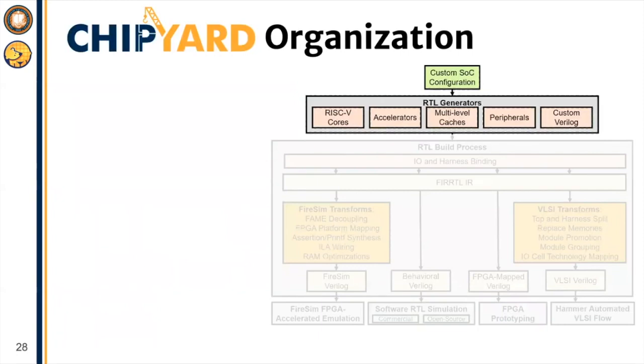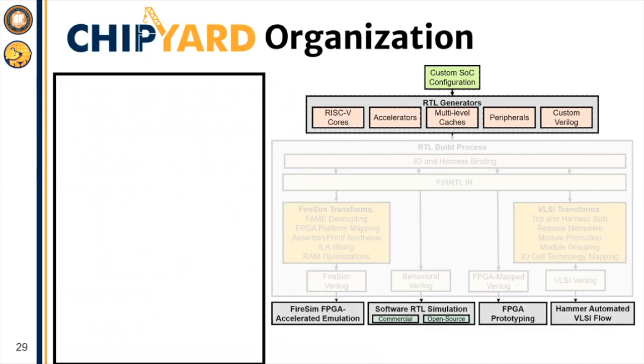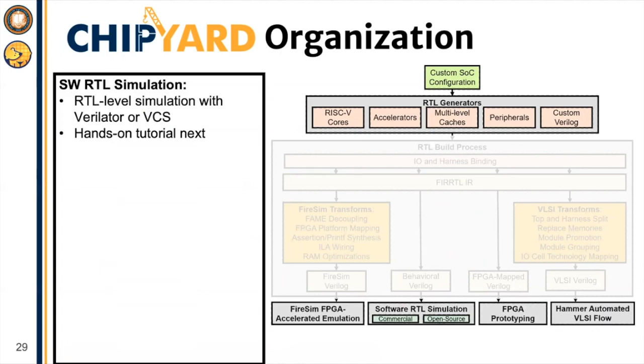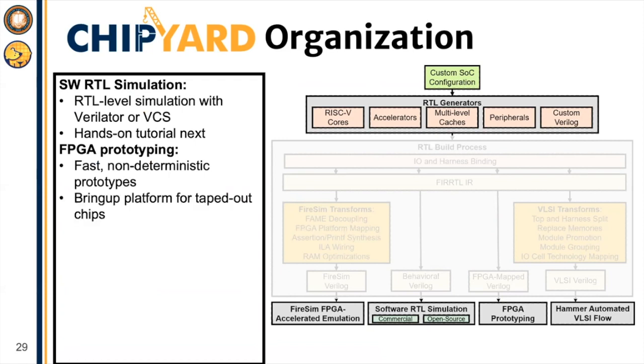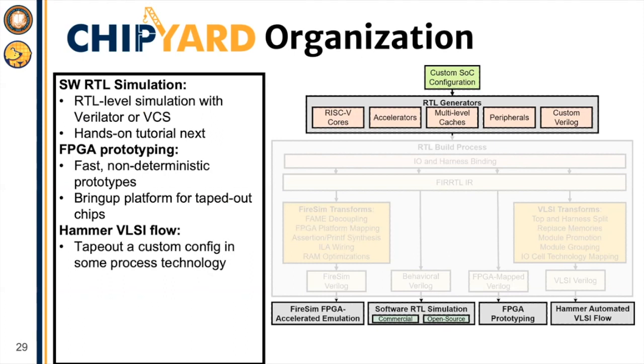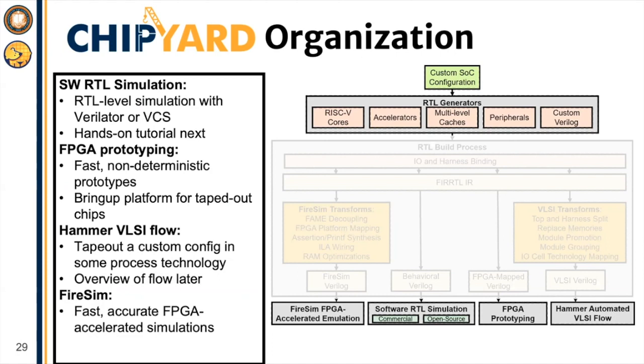Okay, so at this point, we know how to describe an SoC in the Chipyard world. We know what's actually generating all the components of our SoC. What are the actual flows we want to go through? Just to summarize again briefly, at early stages, you can do RTL level simulation with Verilator or VCS, or, new in Chipyard 1.9, we support Cadence Xcelium for simulation as well. For FPGA prototyping, you can build fast non-deterministic prototypes using commonly available parts like Arty or Xilinx FPGAs. We can also build bring-up platforms with taped-out chips, which I'll highlight a bit later. If you want to tape out a design that you've described in Chipyard, Chipyard integrates with the Hammer VLSI flow. So you can tape out your custom SoC using some process technology. Vignesh will talk about this later as well. And of course, there's FireSim, which enables us to do highly accurate and very fast FPGA-accelerated simulations of fairly large SoCs, which you'll see later.